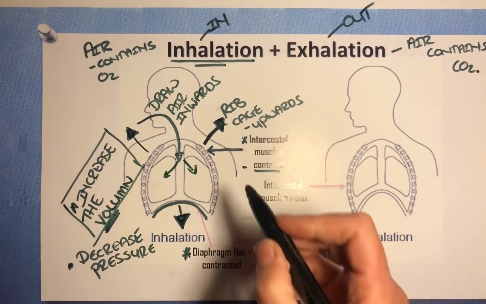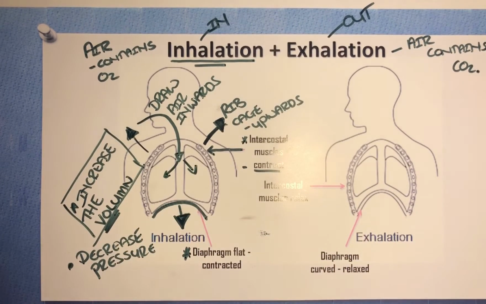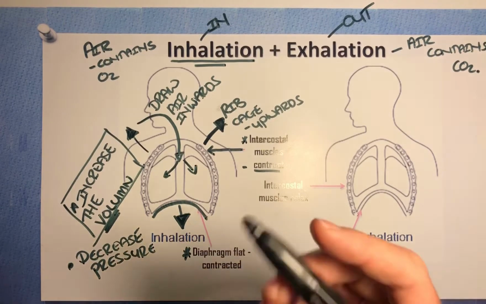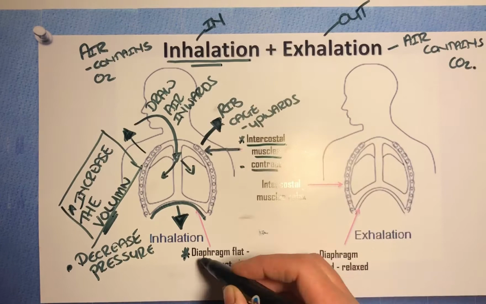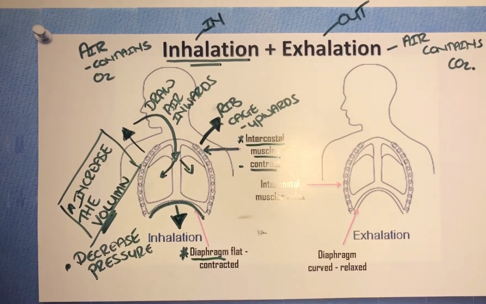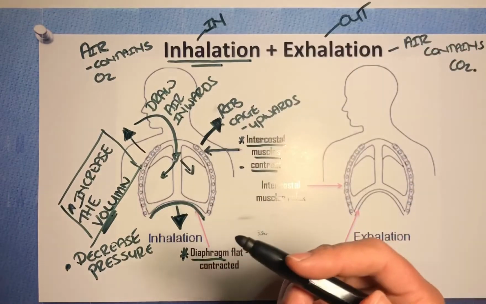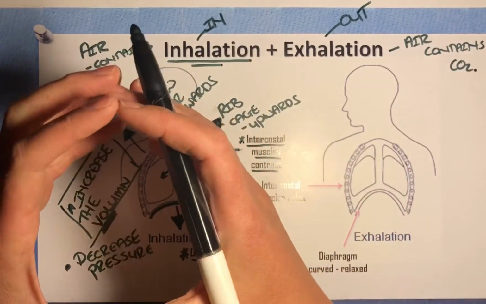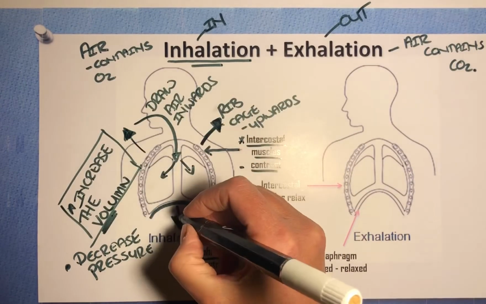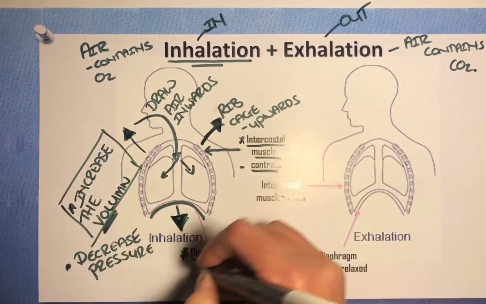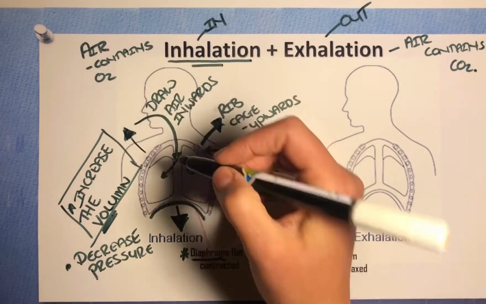Okay? The lungs themselves don't do any contracting. Lungs are not a tissue that is able to contract. It's the muscles that contract. So it's the intercostal muscles and the diaphragm that contract. The intercostal muscles contract and pull the rib cage upwards and outwards. The diaphragm contracts and pulls downwards, increasing the volume. As we increase the volume, we decrease the pressure, and that pulls air inwards.